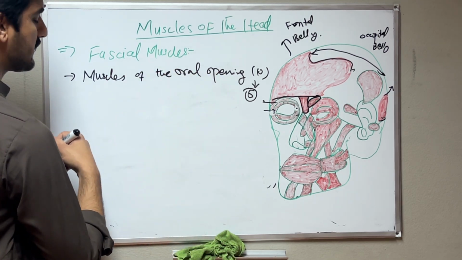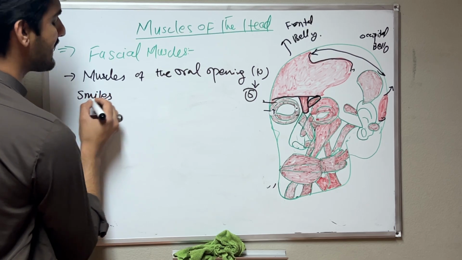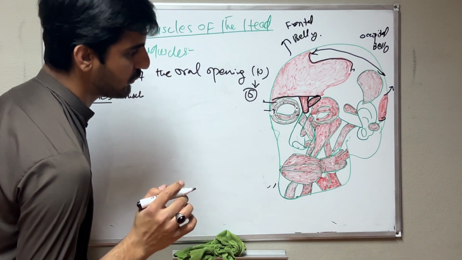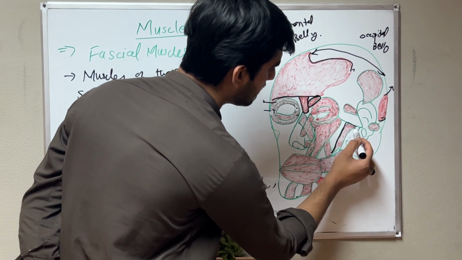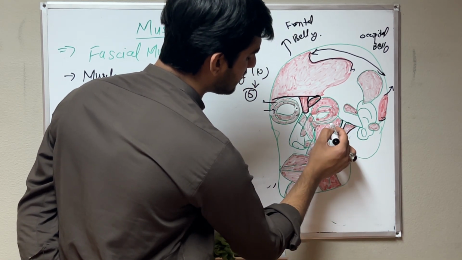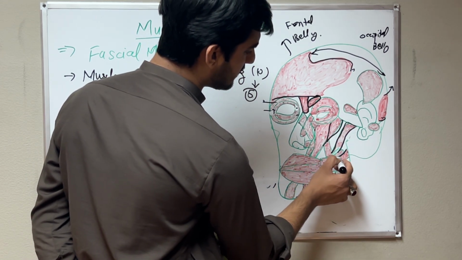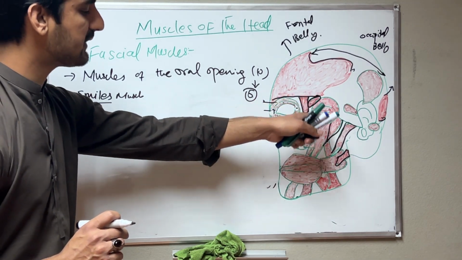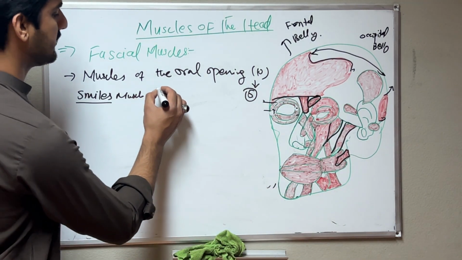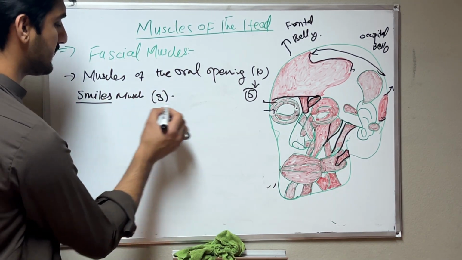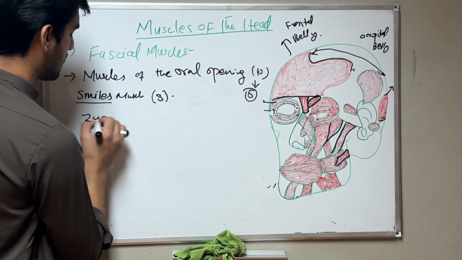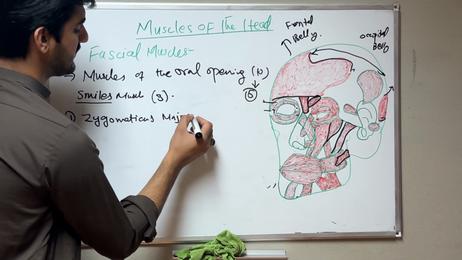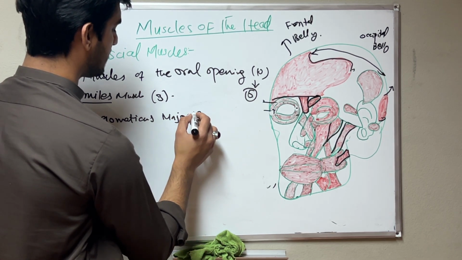In the muscles of the oral opening, the smile muscles make the smile. When we smile, this is the function of these muscles. I will show them: the first muscle is the zygomaticus major, this is the zygomaticus minor, and the third muscle is the risorius muscle. Don't confuse them; here we have risorius, there we have another. These are the three muscles of smile in the oral opening. I will write them here: zygomaticus major and minor.